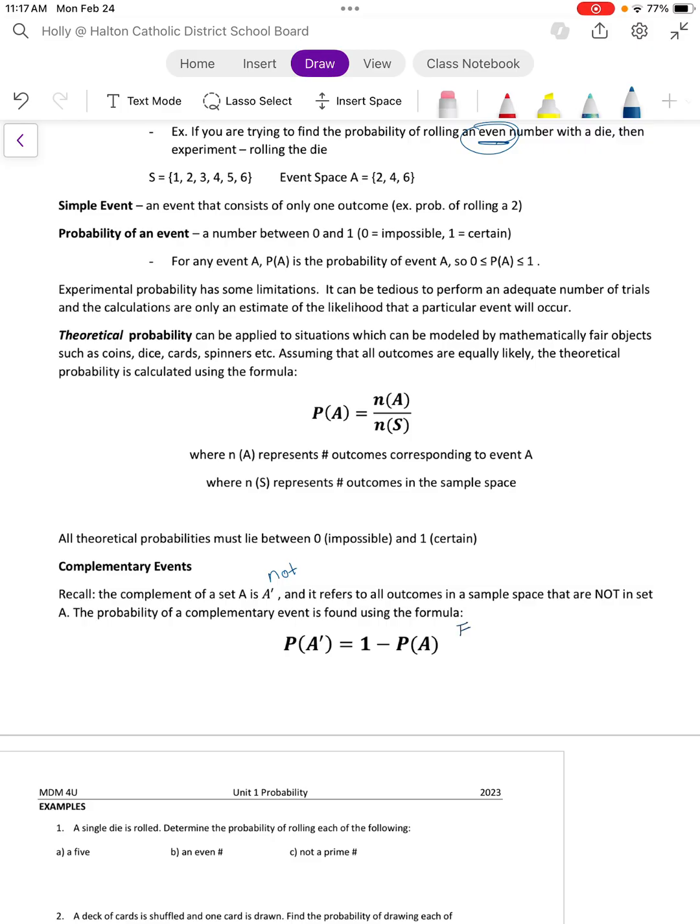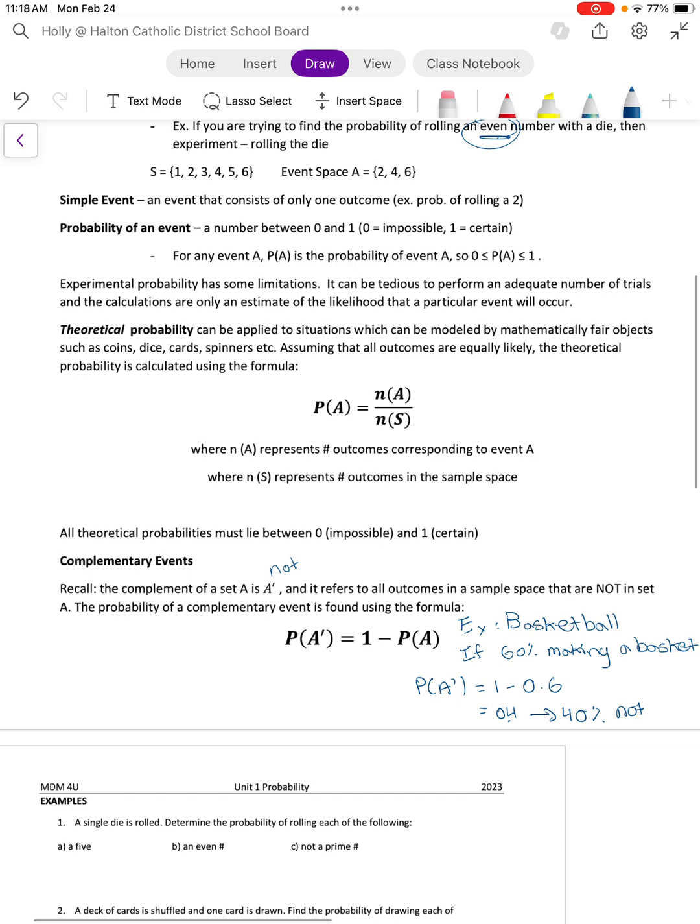So for example, if I'm talking about basketball, and if I have a 60% chance of making a basket, then the probability of not making that basket, so A naught, would be 1 minus 0.6 as a decimal. The probability of not making a basket is 0.4, which is 40%. So 40% not making a basket. Okay, so that's a complementary event.